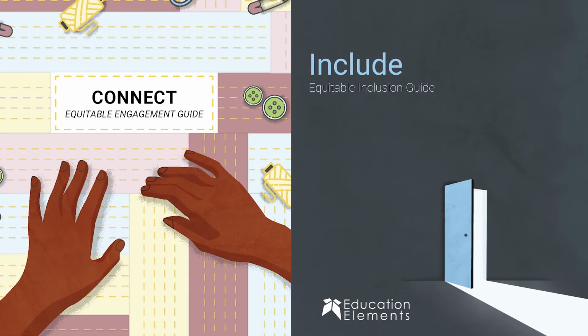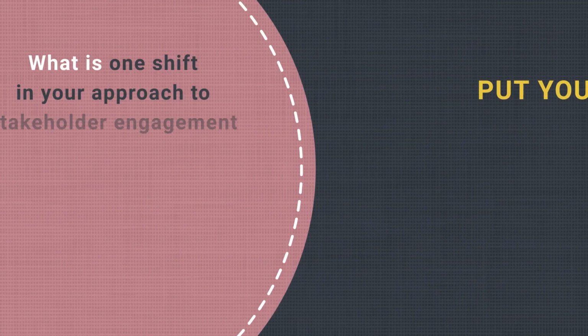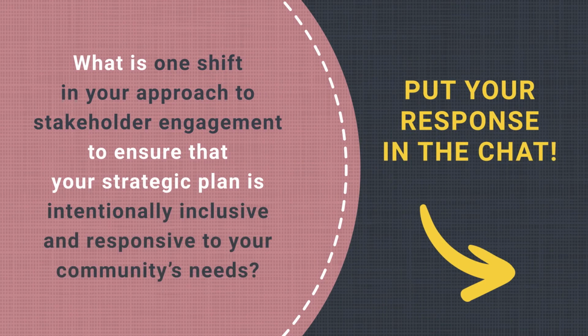To learn more about how you might do that and how you might intentionally plan for equitable engagement, check out our Connect and Include guides. Now, I want to leave you with a question to consider. What is one shift that you might make in your approach to stakeholder engagement to ensure that your strategic plan is both intentionally inclusive and responsive to your community's needs?